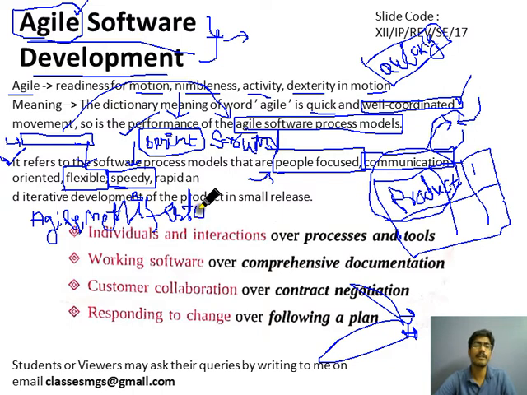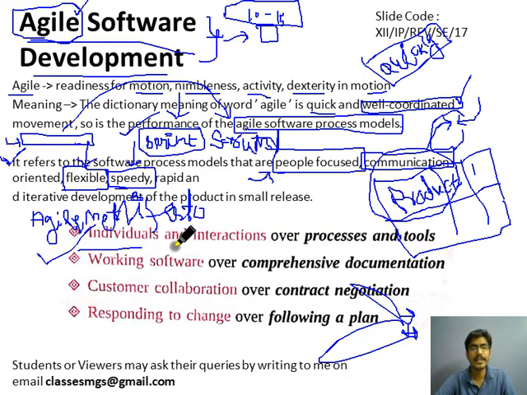In agile development, we do small releases in 10 to 15 days. In each 10 to 15 days or 1 to 2 week or 3 week, we release some software components so that it is very flexible and very quickly the software can be developed. These are the agile manifestos.